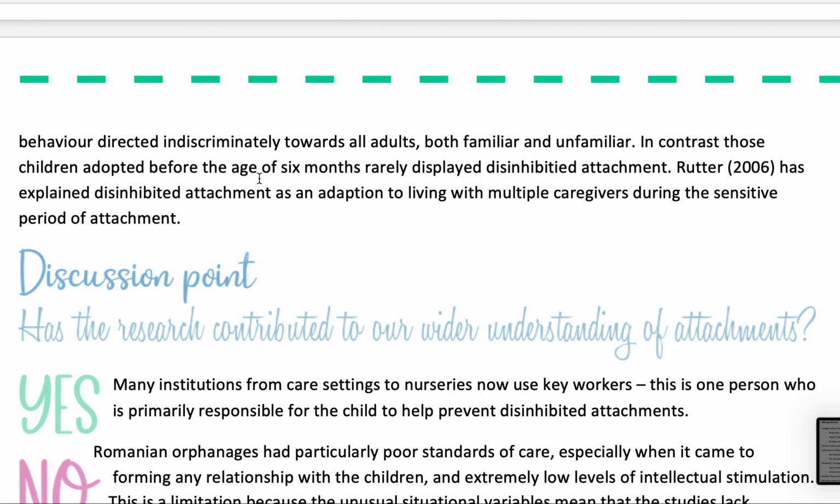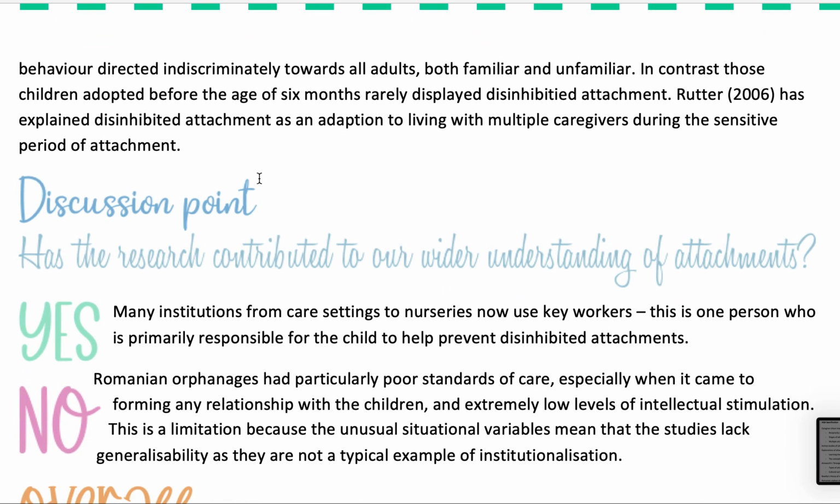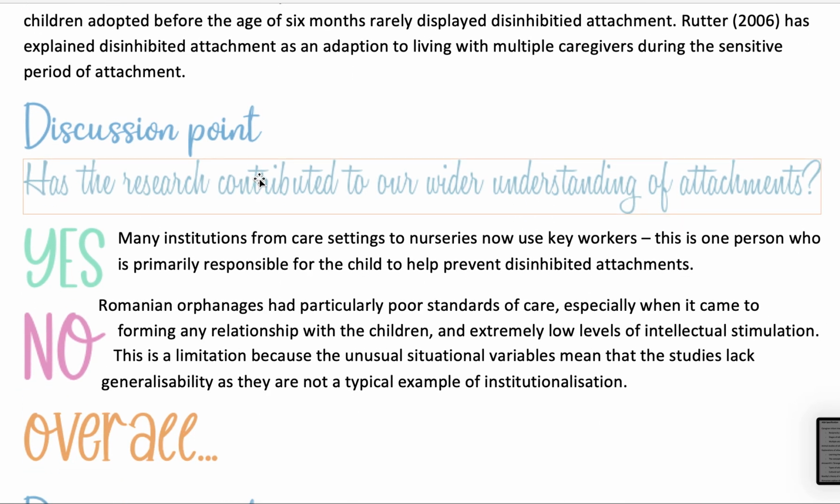And then that leads us on to our discussion point. How does it contribute to our wider understanding? So in care settings, we now have this idea of key workers. So one person primarily responsible for the child helps prevent disinhibited attachments. So they're used to just one adult that they should form the attachment with, rather than having lots of different caregivers and being unsure of how to distinguish and adjust their actions between different caregivers.